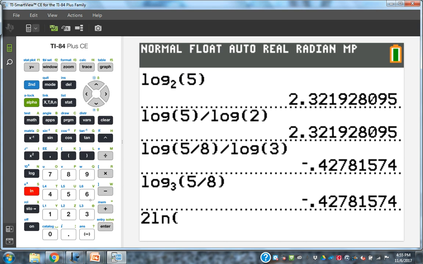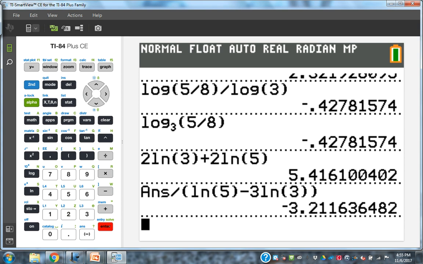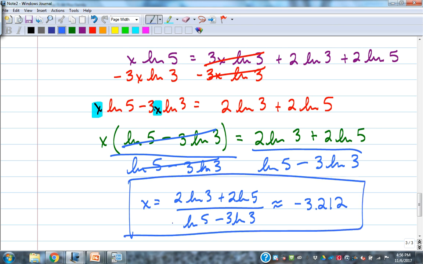2 natural log 3, close parentheses, plus 2 natural log 5. That answer divided by, now we'll put parentheses and do the bottom part. Natural log of 5, parentheses, close them, minus 3 natural log 3. Close the parentheses. Rounded to 3 decimal places would be negative 3.212. That's as tough as they get. You won't see very many of those.